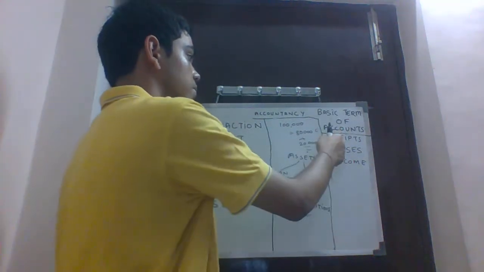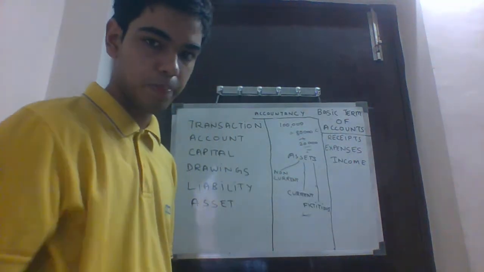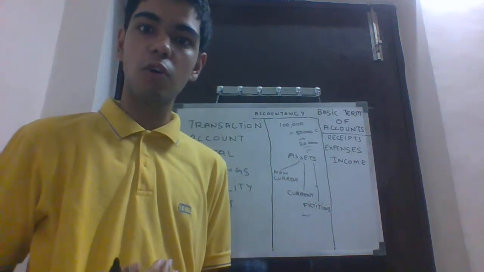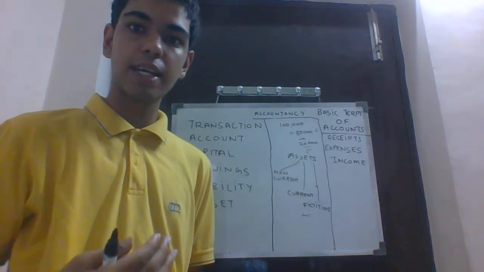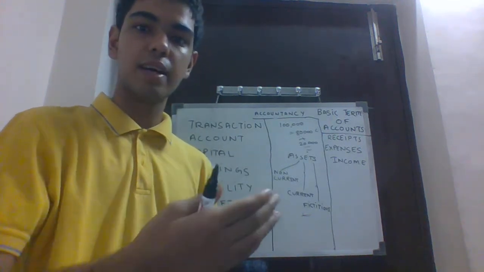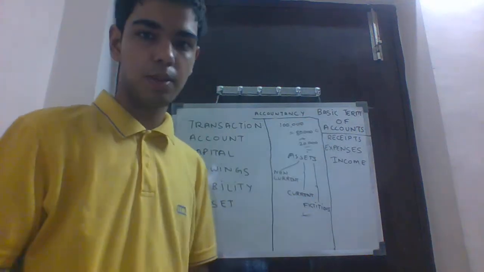Now, receipts. What are receipts? Receipts is the amount receivable for the sale of goods and services by the firm. यानी कि जो भी हम सामान या सर्विसेज को हम सेल कर रहे हैं उसे हम receipts कहेंगे.